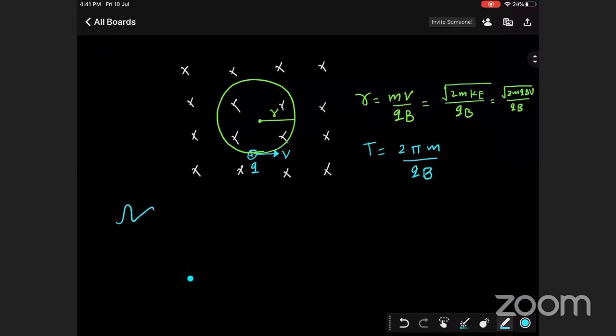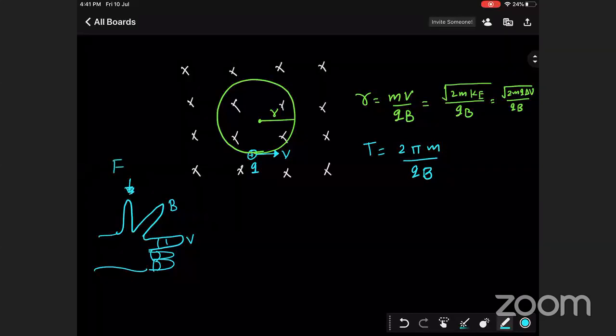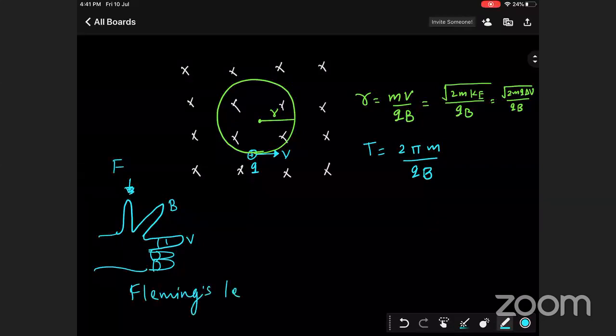What else we know? Fleming's left hand rule. The thumb of our left hand will represent the direction of force, the middle finger will represent velocity, and the index finger represents the magnetic field. So this is Fleming's left hand rule.